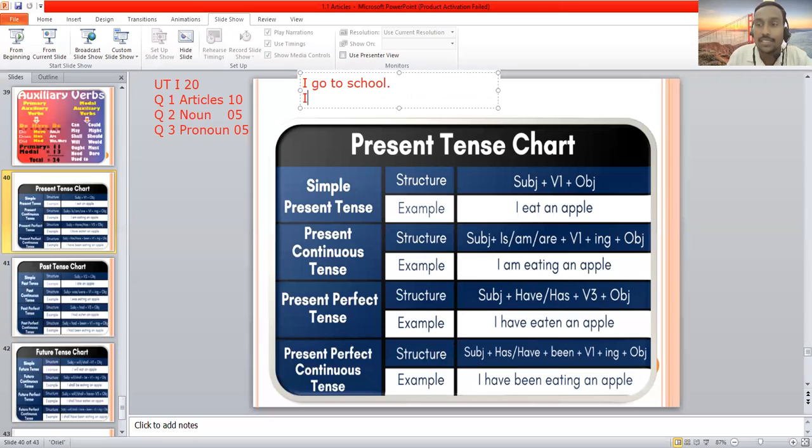What will be the negative sentence of this if you want to add not? I don't go to school. Yes, I don't or I do not go to school. Then you can also make it a verbal question. If you want to make it a verbal question, how can I ask? Do you go to school? Do I go to school? And that becomes a question. A question can be negative also, so here you can add not to this question. How will it be?